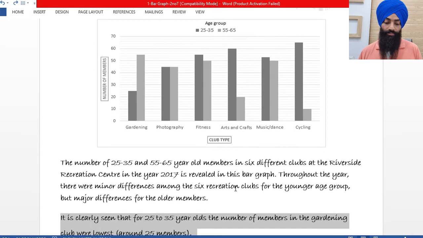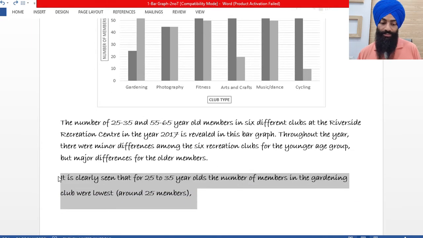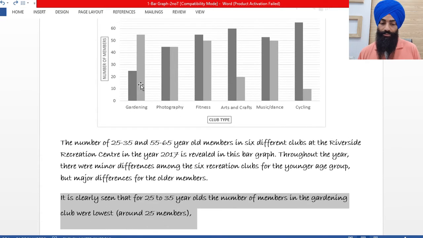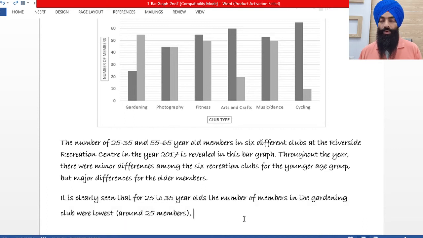Then I can go to my first paragraph. I can start something like this. It is clearly seen that for 25 to 35 year olds, the number of members in the gardening club were lowest at 25 members. So it was definitely lowest at around 25 members. So I put that in parentheses, and that's kind of a good way to show a little bit of different grammar being used.